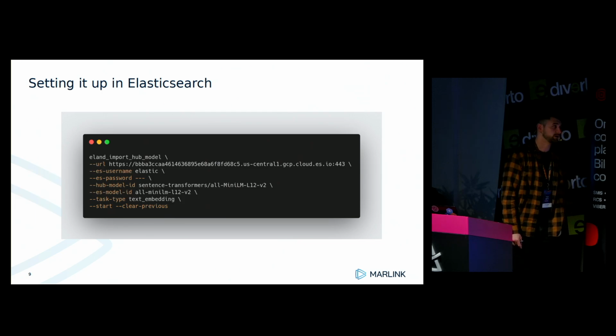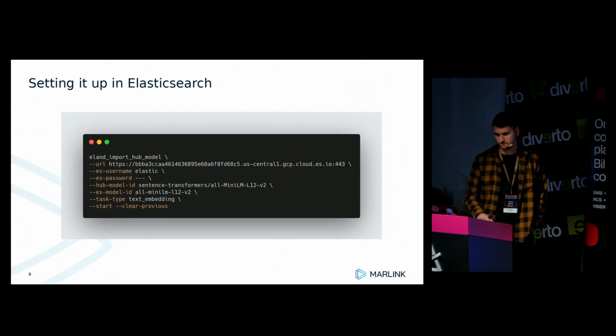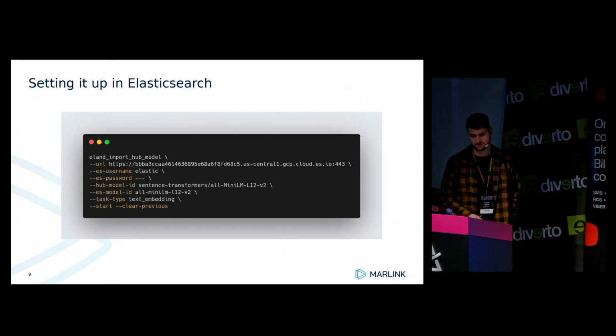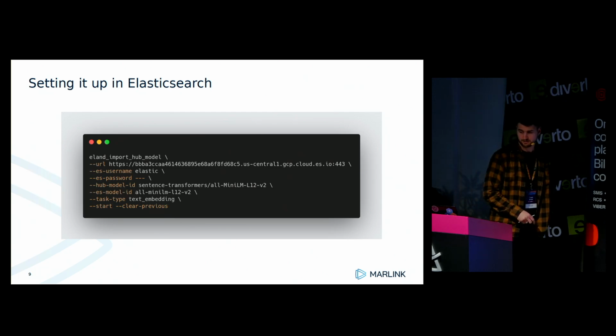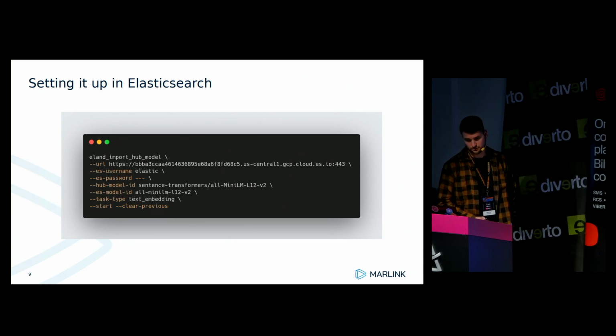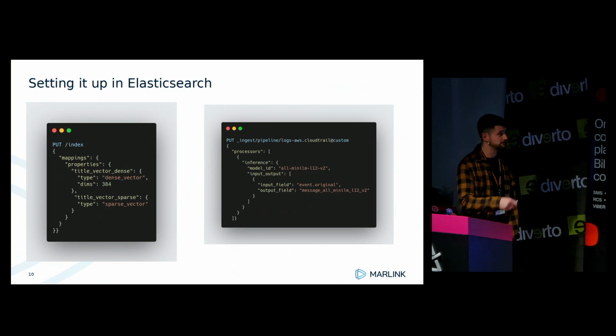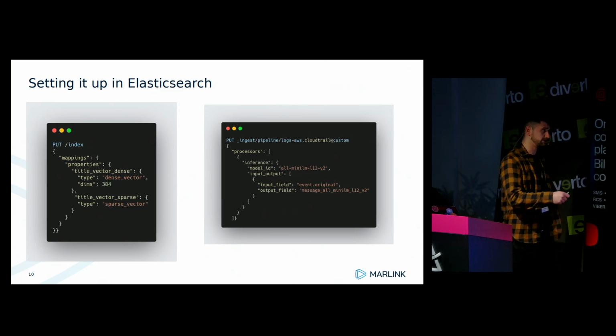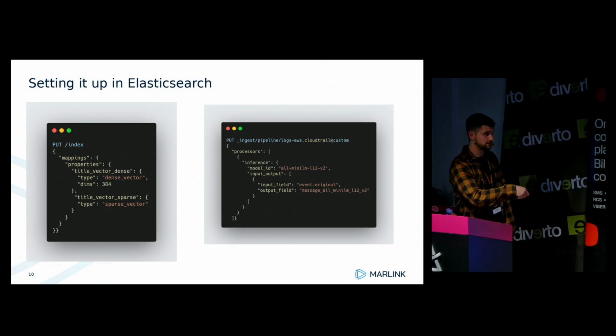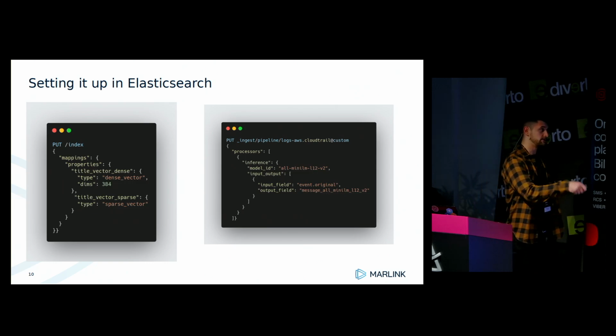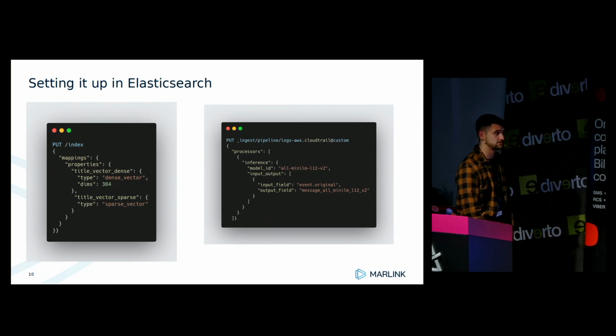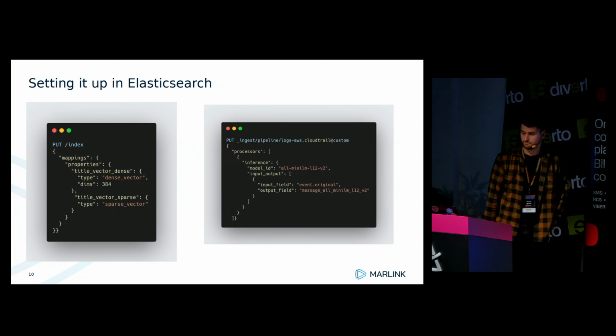So let's get practical. I'm just going to show you briefly how easy it is to set this up in Elasticsearch. So after you pick the model that you want to use, you can use the eland_import_hub_model tool by Elastic to import the model to your Elasticsearch instance. After that, you have to configure the right data mappings for dense vector or sparse vector, and then add your ingest pipelines to process the input data and create vectors from the input logs.